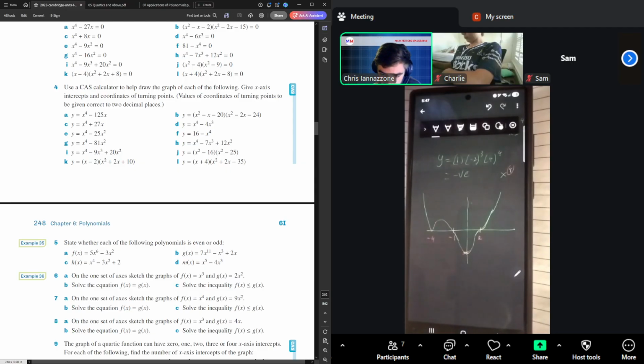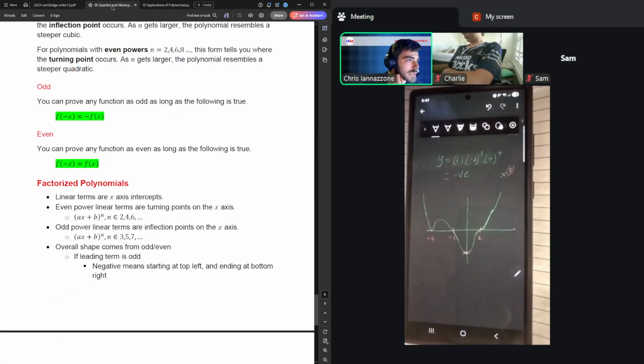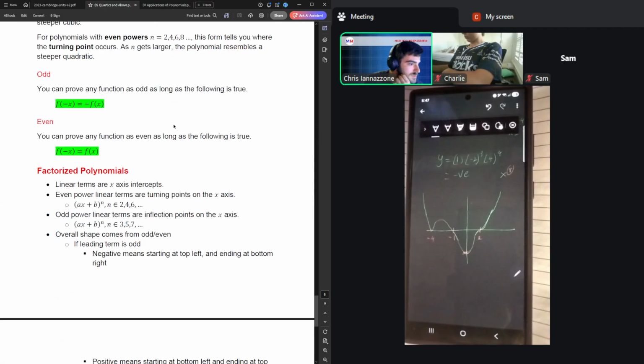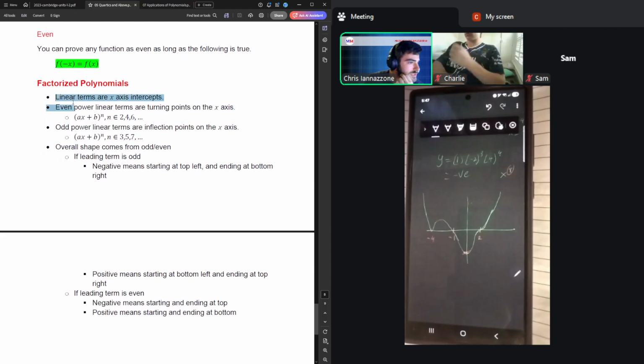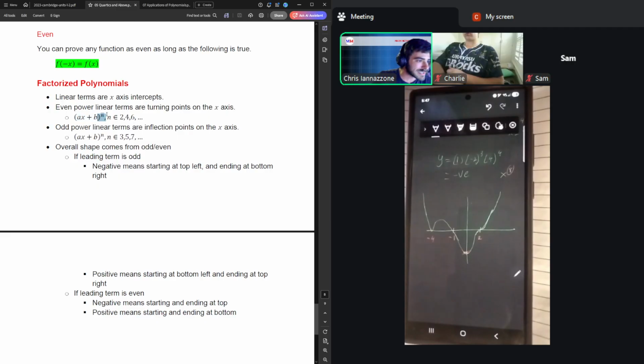Could you re-explain how it's a cut, inflection point, or turning point? Yeah, so I'll bring it back to the screen share at this point. So the summary is as follows. Your polynomial is going to be made up of either linear terms or linear with a power. That's the bare bones basics of what you get for polynomials when they're factorized. So always going to have some linear term. It may or may not have a power. If the power is even, it's a turning point. If it's odd, it's an inflection point.